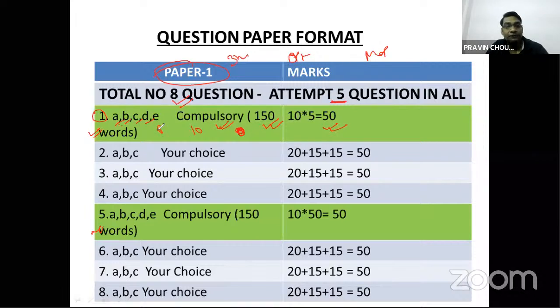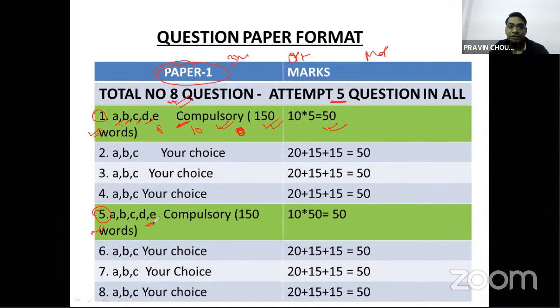This includes your questions from physical geography and human geography. So Section 1 includes your questions from both physical geography and human geography. This is compulsory for each and everybody. Another question, number 5, is also compulsory for everybody. Out of the total of 8 questions, you have to attempt only 5.